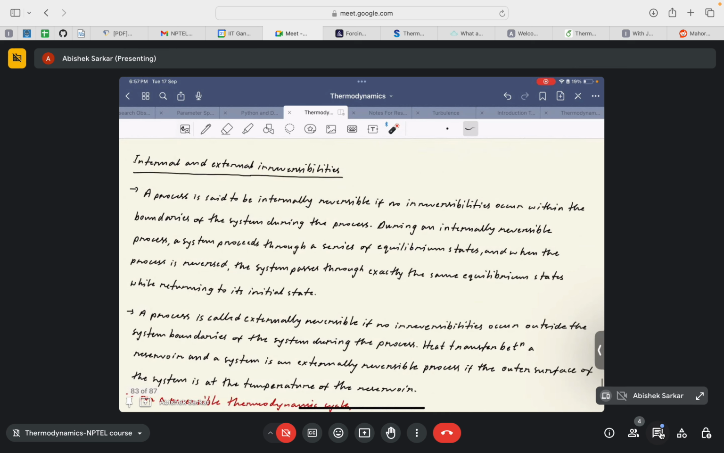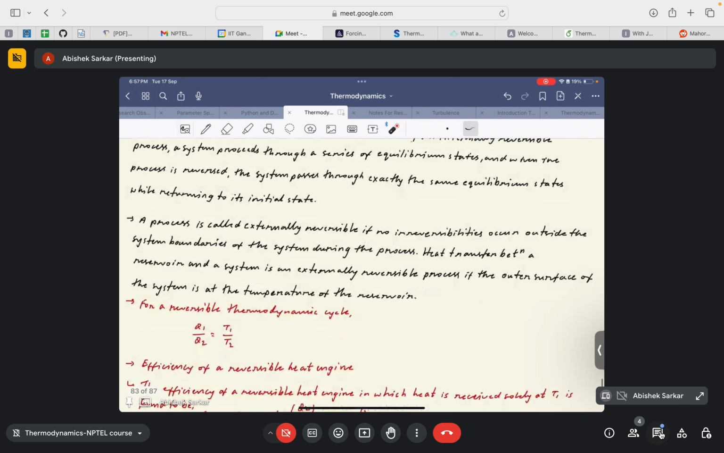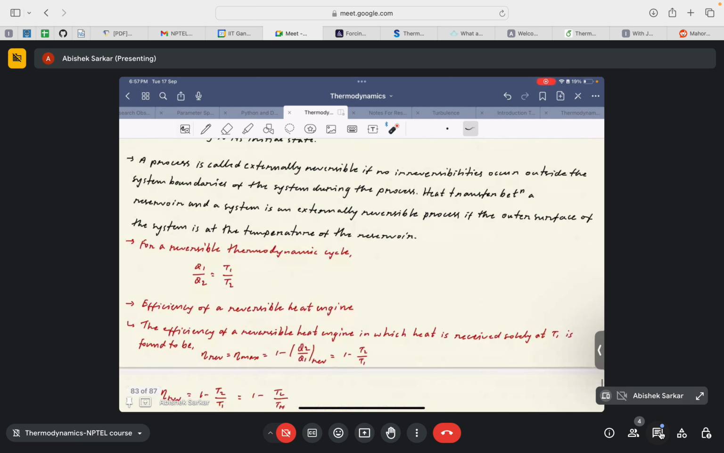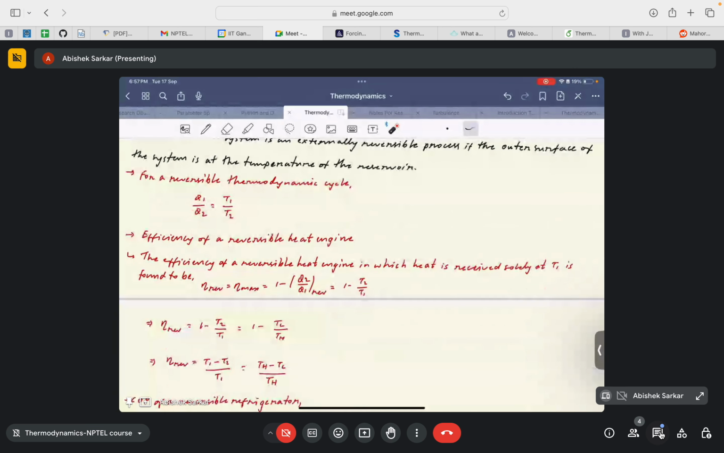Okay, so again there are internal and external reversibilities. I don't think I need to go through it. So the important thing is the reversible thermodynamic cycle. Okay, let us discuss it. Most of the problems that we have in our hand will be based upon these formulas. So I emphasize that you pay more attention to this part.